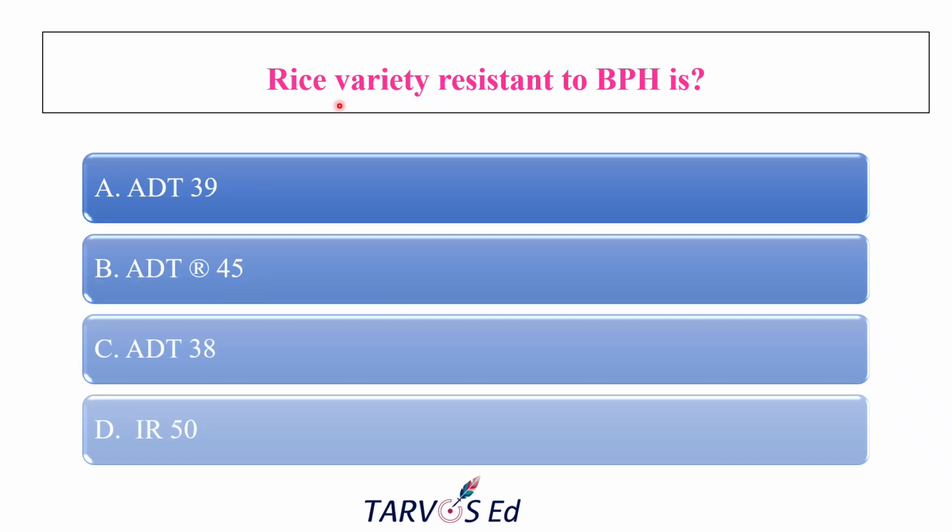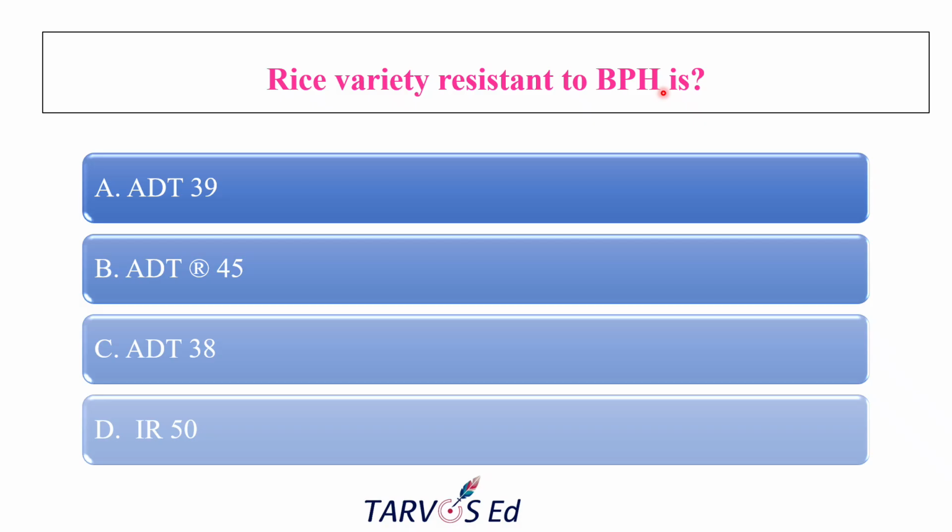And the next question is, which rice variety is resistant to BPH? BPH means brown plant hopper. In Tamil, it is usually called Pugaipan. This BPH causes very severe issues in rice nursery seedlings. The scientific name of this particular pest is Nilaparvata lugens.